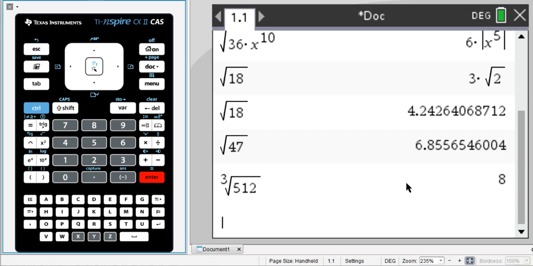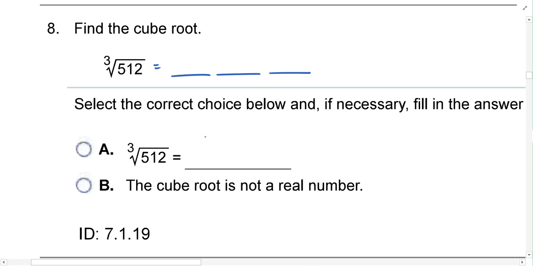Now when I press Enter, I see the result is 8. And the answer is 8 here because 8 times 8 times 8 will equal 512. Clearly 8 times 8 is 64, and apparently 64 times 8, which is a little bit large for me to do in my head, will equal 512.